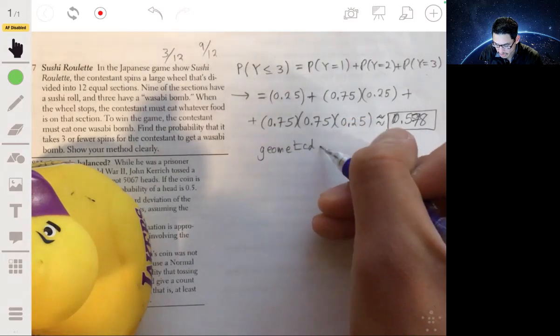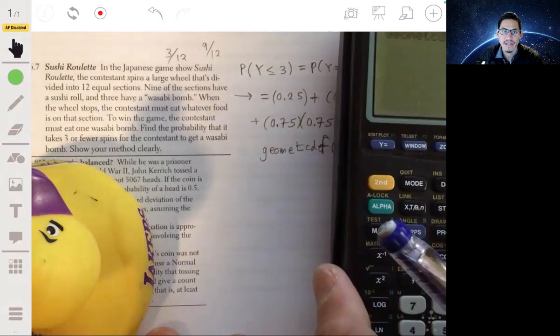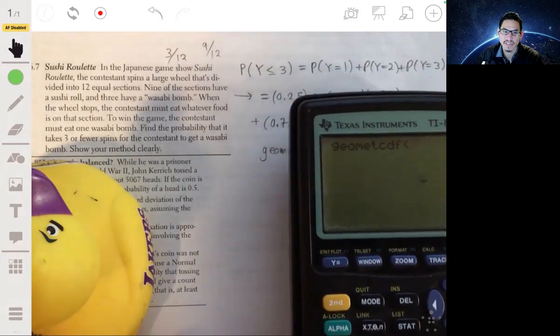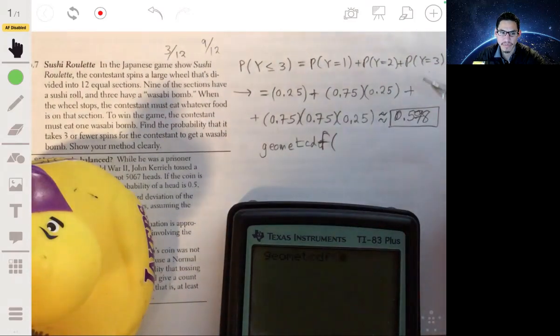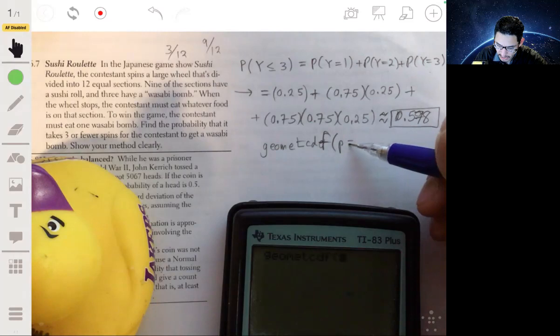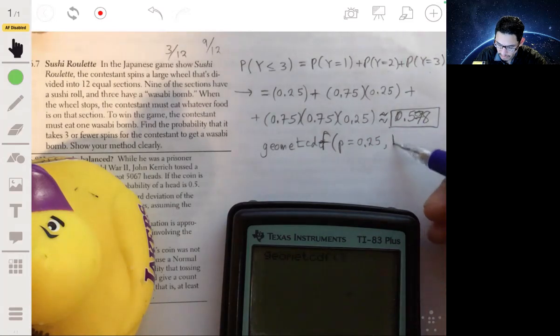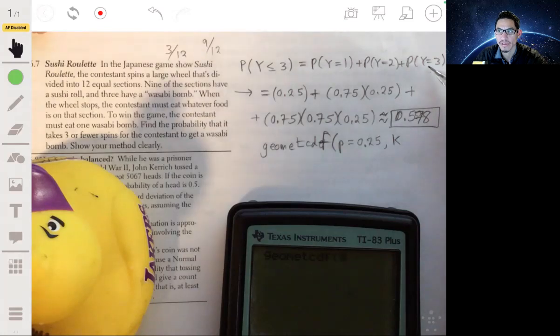Geometric CDF. And it's basically P, K. It's very similar to binomial CDF, but instead of the N, it'll just be the P and the K. So it'll be P, comma K. So your probability of success is 0.25, and then followed by what you're looking for in terms of what number you want your success to be on. So K equals 3.